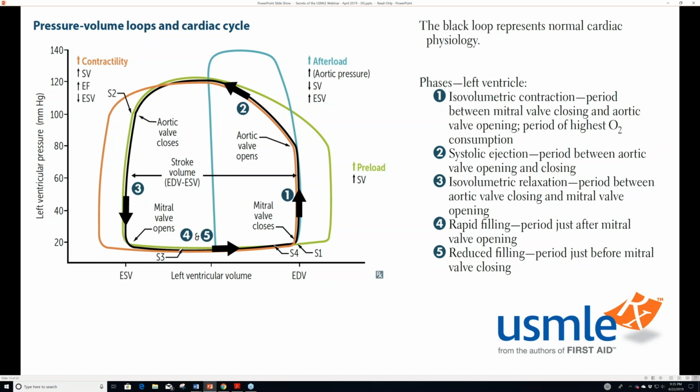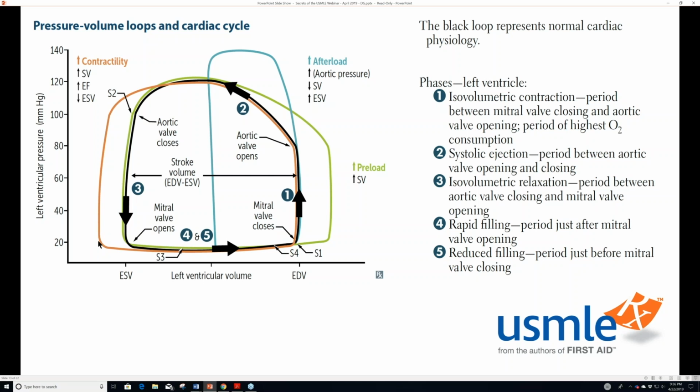Now, last but not least, looking at contractility. If we had an increase in contractility, this would mean that more blood is ejected from the left ventricle at that same given pressure. Meaning that, all things being equal, if the heart just squeezed harder, you would get more blood out per contraction. So in terms of stroke volume and end-systolic volume, our end-systolic volume would go down and our stroke volume would go up if we had an increase in contractility.